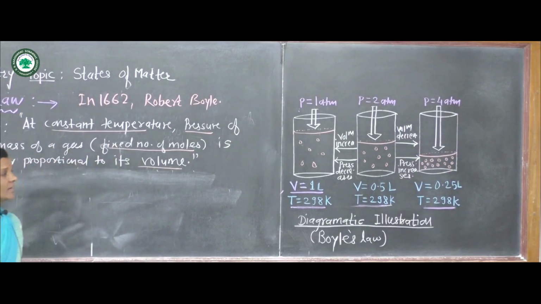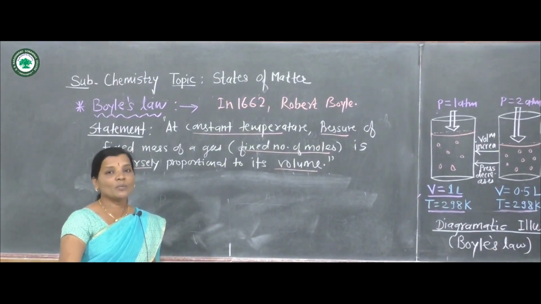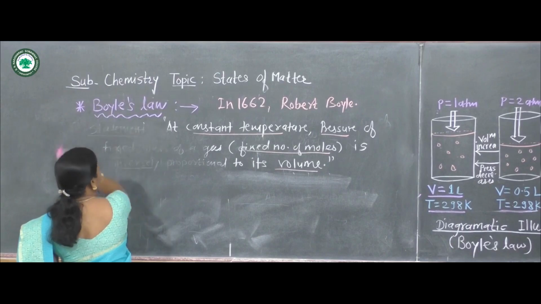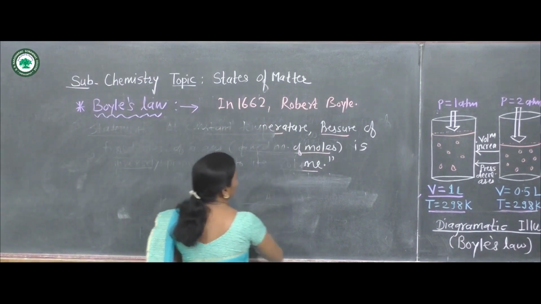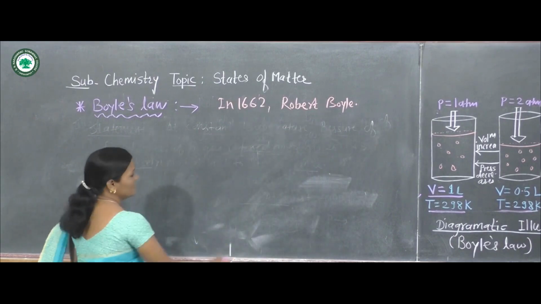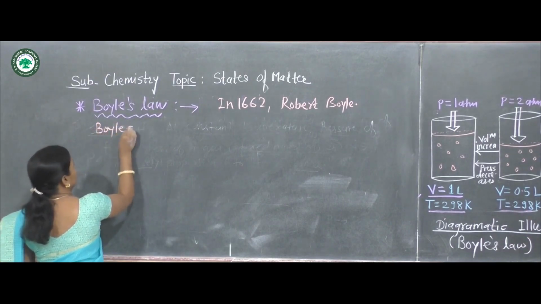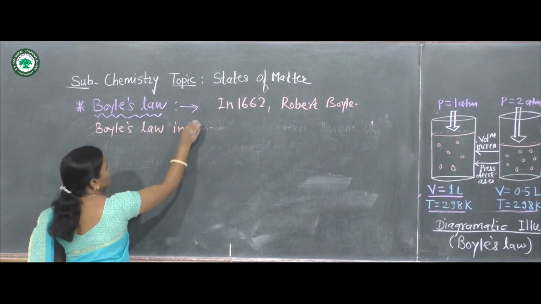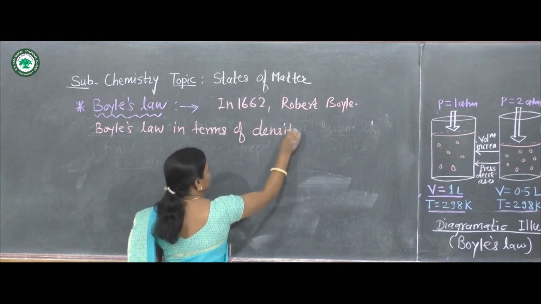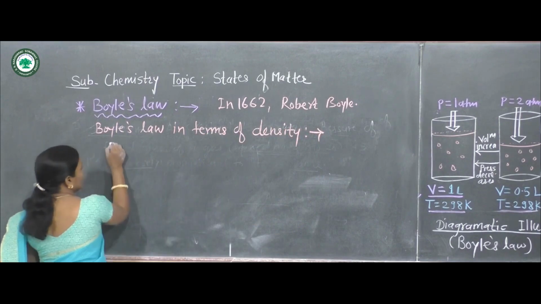Now let us see here the relationship of this Boyle's law in terms of density. That means what is the effect of pressure on the density of the gaseous system. Here next concept we will see the relationship between density and pressure, or simply we can say Boyle's law in terms of density.